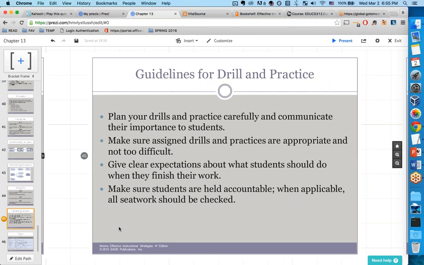All right, what are some of the guidelines for drill and practice? You need to plan your drill and practice activities carefully, and communicate their importance to students. Make sure assigned drills and practices are appropriate and not too difficult. You need to give clear expectations and make sure students are accountable, and when applicable, all seat work should be checked.